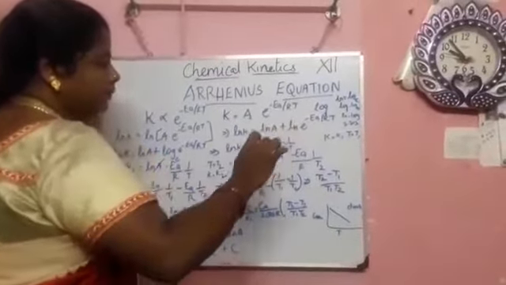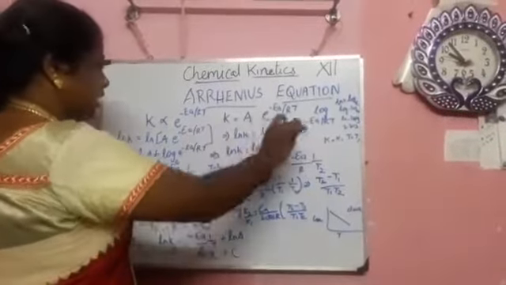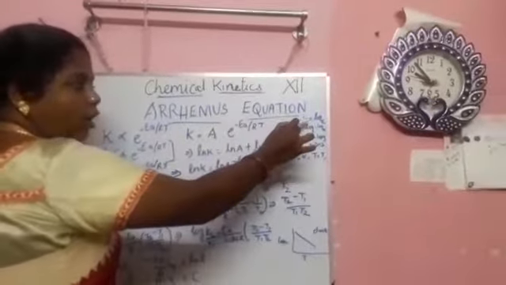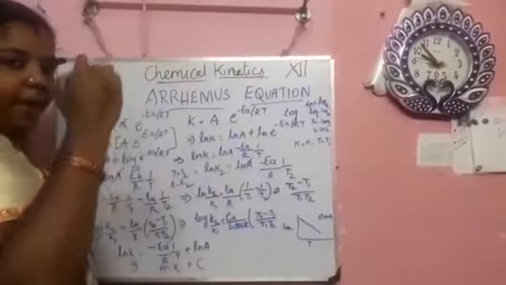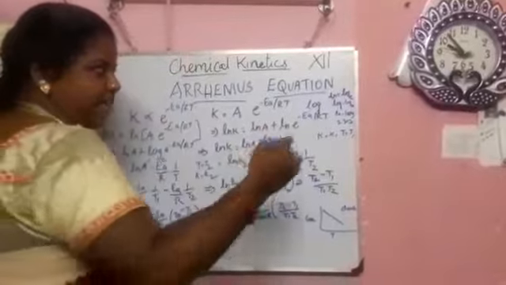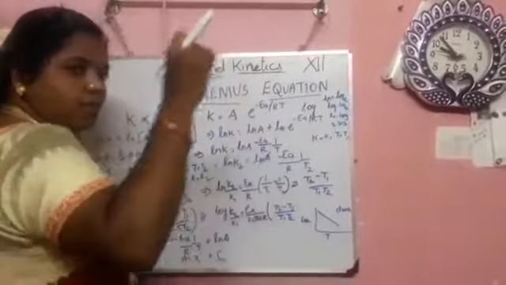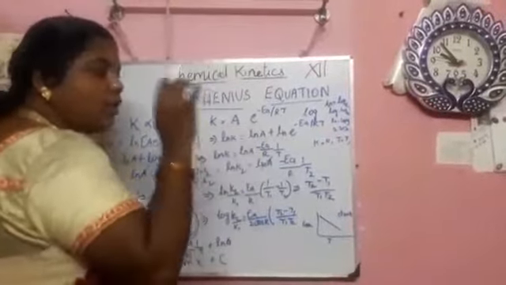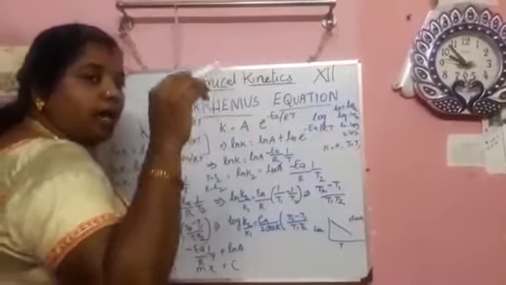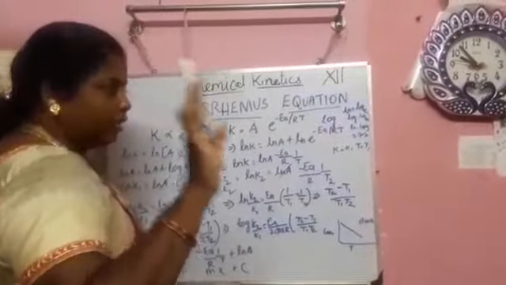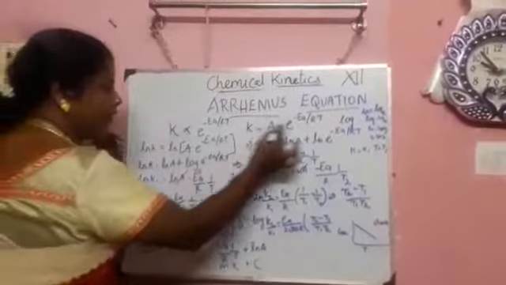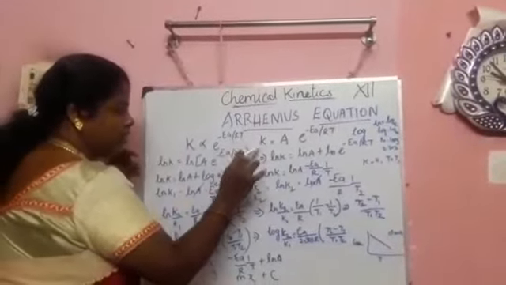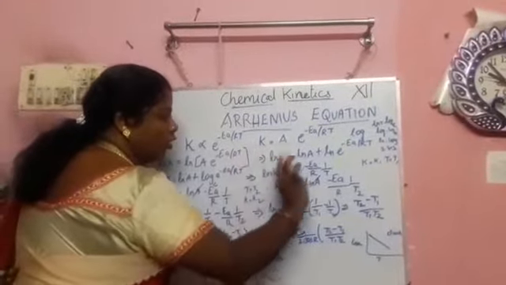Let us take the log on both sides, considering ln. ln means log to the base e. If it is only log, it means base 10. The conversion of ln into log means you have to multiply with 2.303. So we have considered this Arrhenius equation, taking ln on both sides.